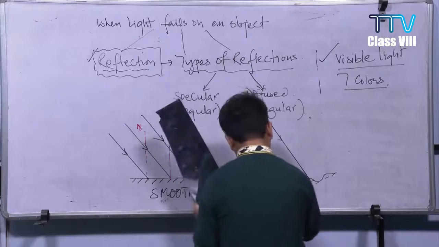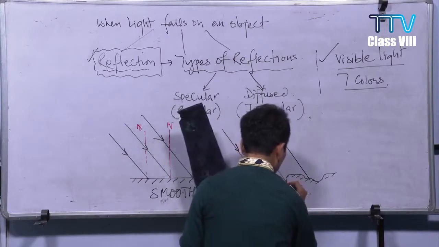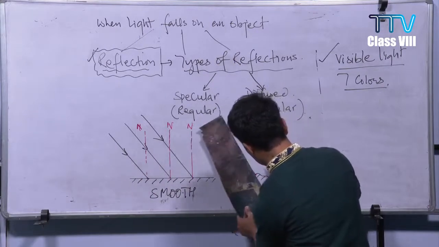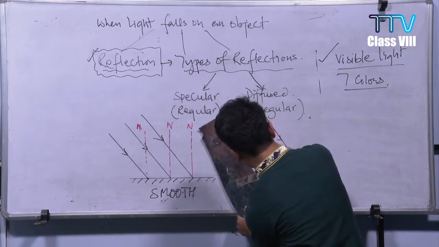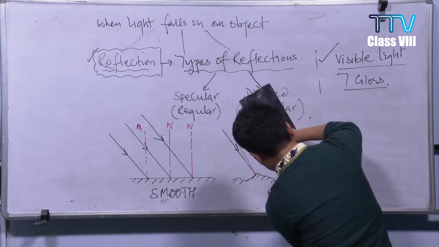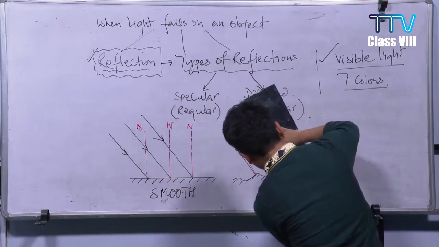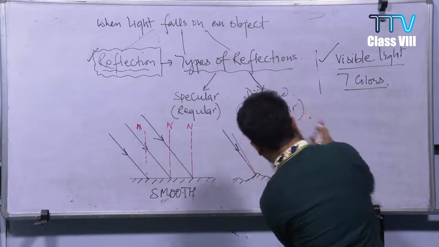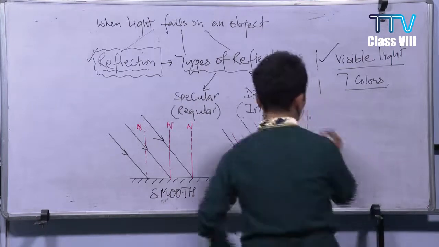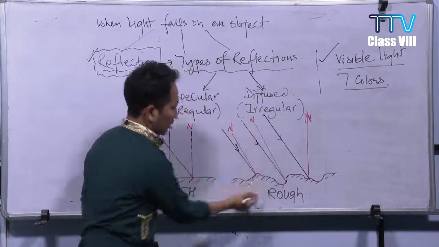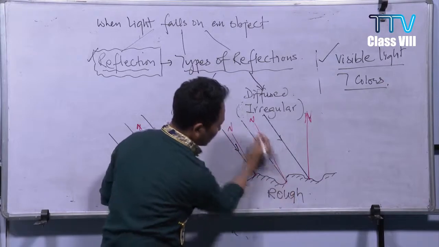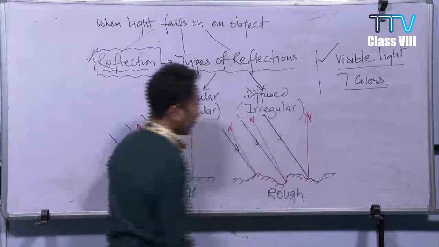And similarly, for the rough surface, the normal would be like this. Right? Perpendicular lines to the surface. Let's say this is the normal, and perpendicular lines to the surface. This is the normal. The perpendicular line to the surface makes a 90-degree angle. So these are the normals.